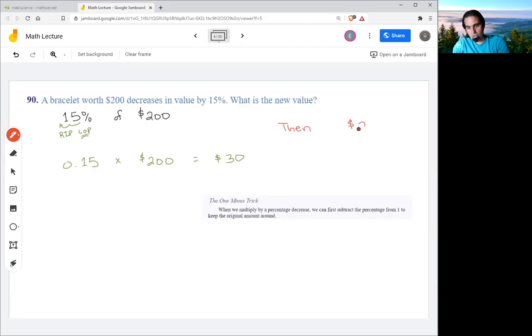And then as step two, it starts at being worth 200, but it goes down $30. So I'm left with 170. Good so far. Anyone need me to talk about this two steps more before I go on?